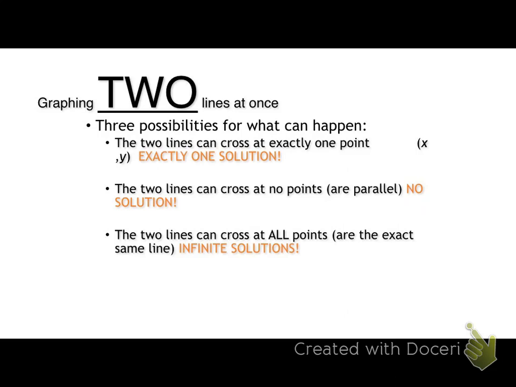So here are the different possibilities for exactly one solution, no solution, or an infinite number of solutions. You can go ahead and pause that if you'd like to write it down, but I'm going to move on.